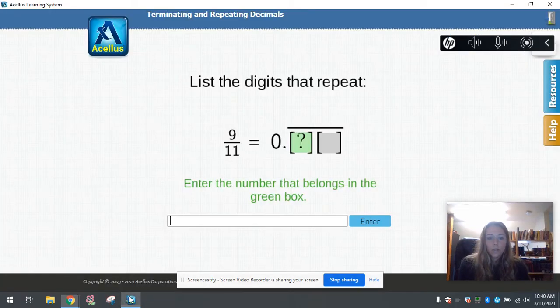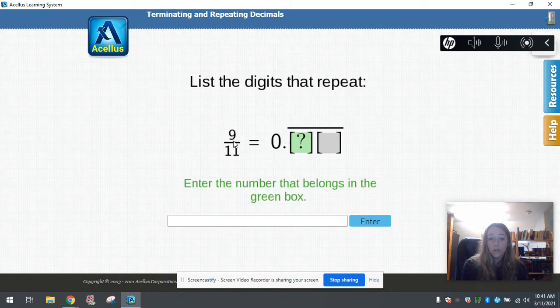All right, we are doing terminating, meaning ending. Think, if you want to, the Terminator is going to end you, like the wrestler. Anyways, terminating or repeating decimals. So repeating, just going to keep going and going and going. So Acellus gave us this one, 9 over 11.